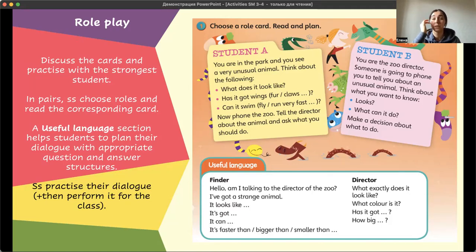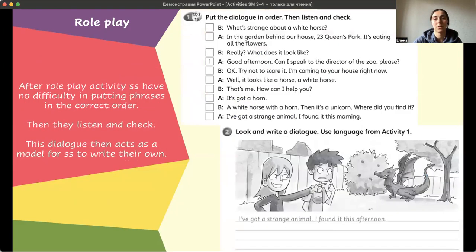Because here it's like controlled practice of speaking. They speak, and they practically don't make mistakes. And then they memorize this language, and at home, when they need to complete exercises in workbooks, they have no problems in ordering the sentences and writing their own dialogue. So what do you think about this?